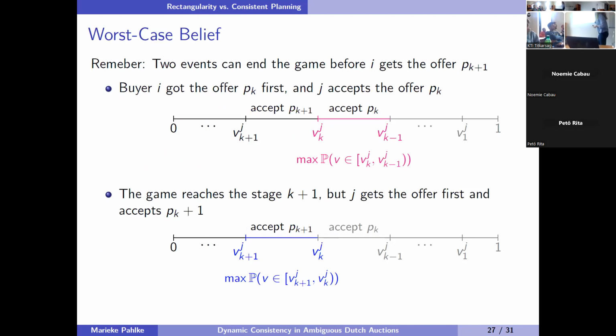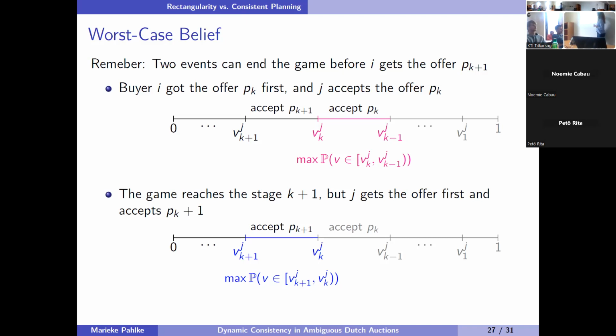The reason why this is the case is that rectangularity allows us to evaluate these two events that end the game as different risk cases. So I have a different risk case for the event that the opponent accepts the current price, and a different risk case for the event that the opponent accepts the next price before it's my turn. And this is based on two different risk cases, and rectangularity combines this.